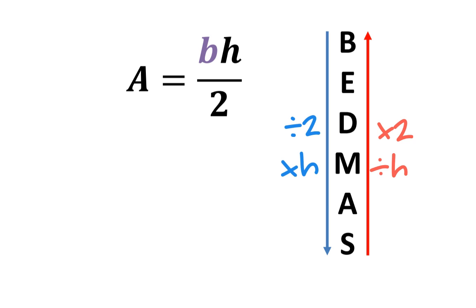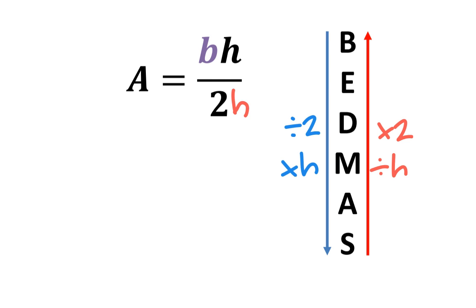When using BEDMAS, we normally move from B all the way down to S. But today, we're going to go the opposite direction. We're going to move from S all the way up to B, which means we are first going to have to divide by H. Since there's a fraction here already, I don't need to write that in, and I can just put H directly in the denominator.